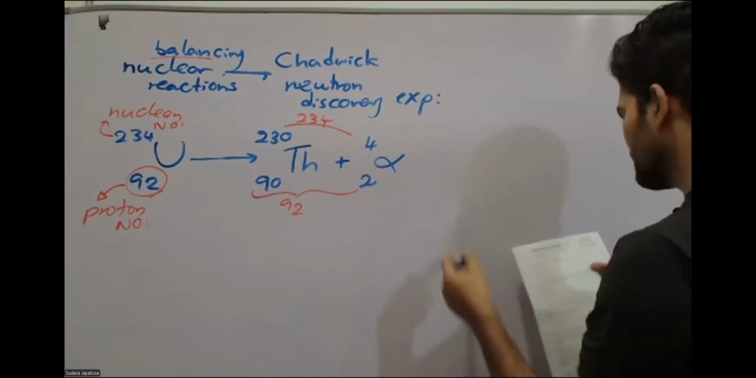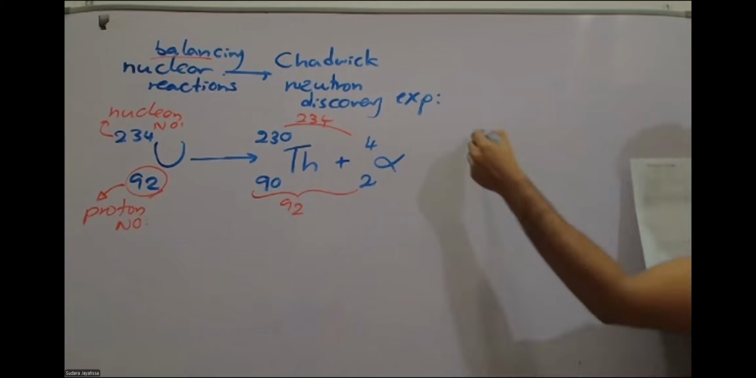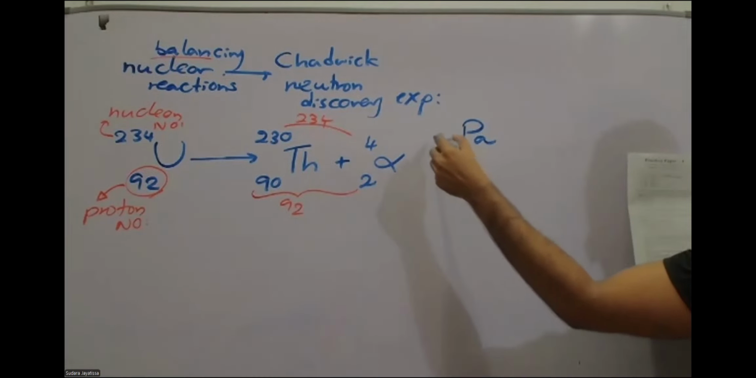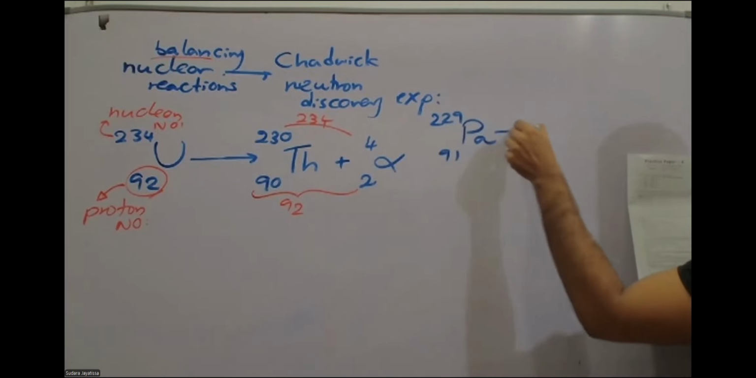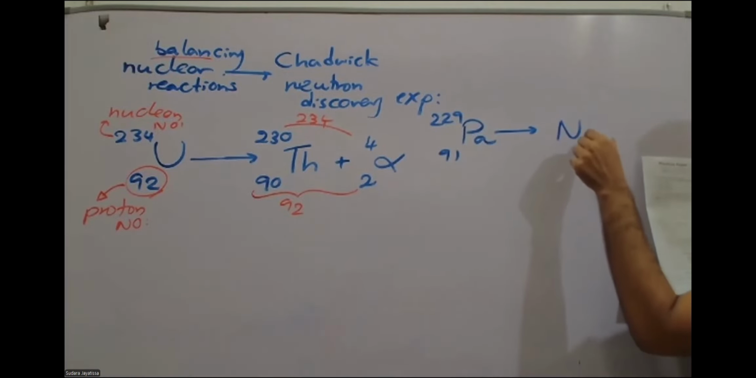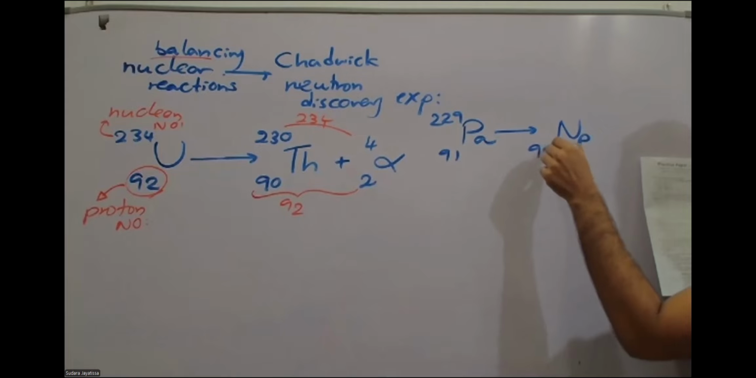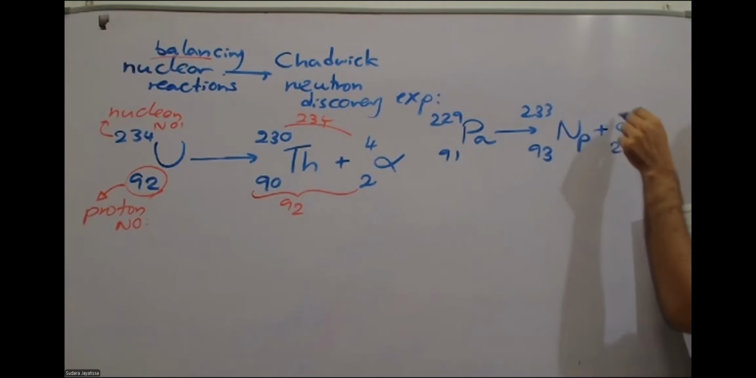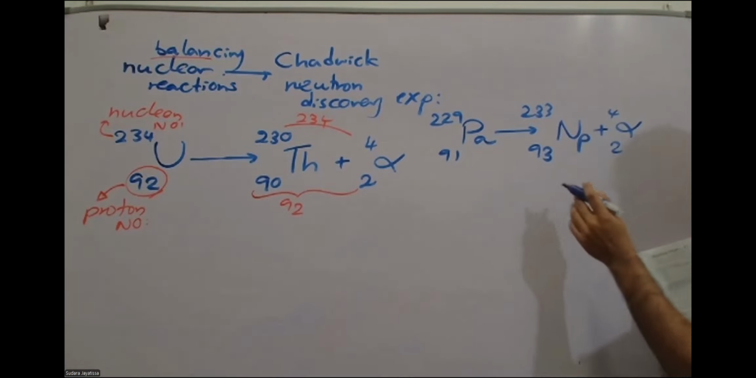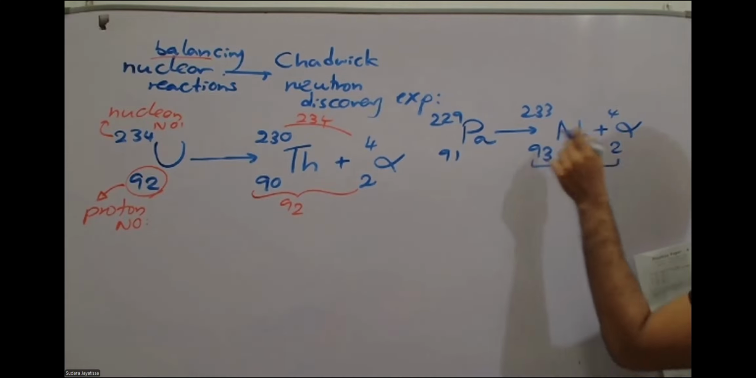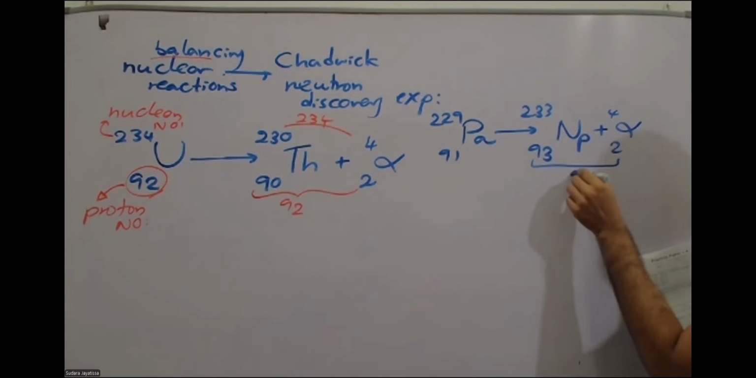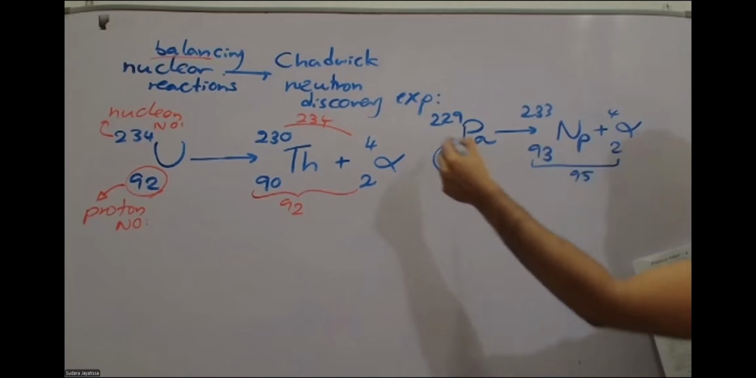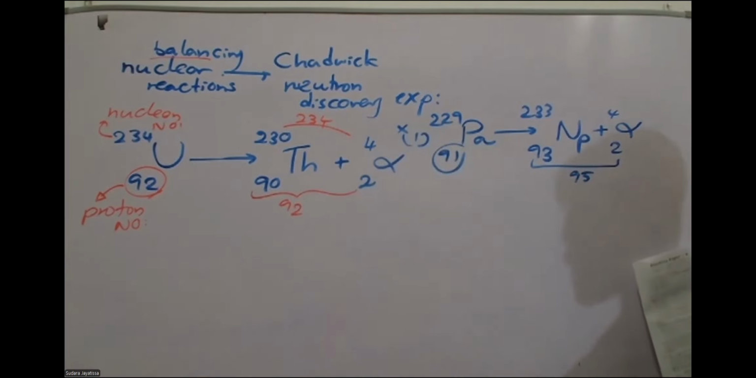So I'm going to write them really quick here. Let's take the first one. It is protactinium 91, 229, and it is going to give you neptunium 93, 233 and an alpha particle, alpha 2, 4. Now look at this. If you get the sum of the proton numbers here, it's going to be 95, but on this side it is 91. So that's why the first one is incorrect.